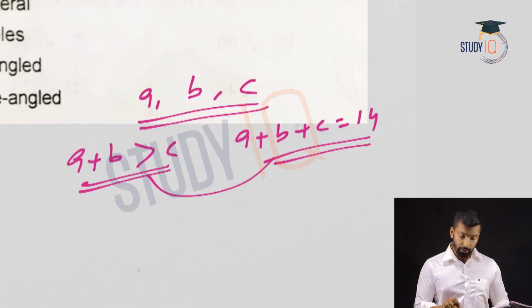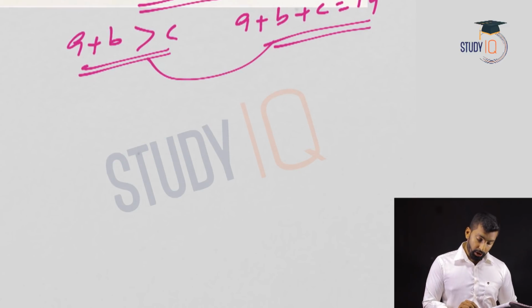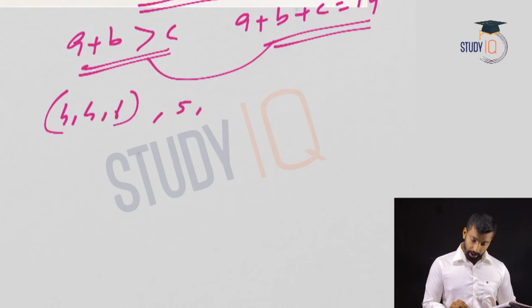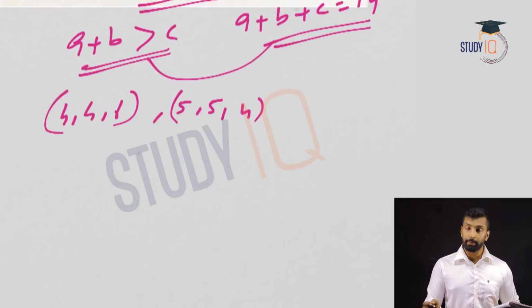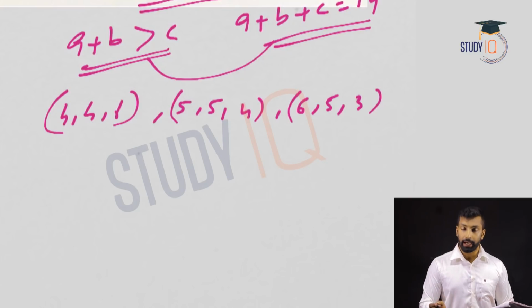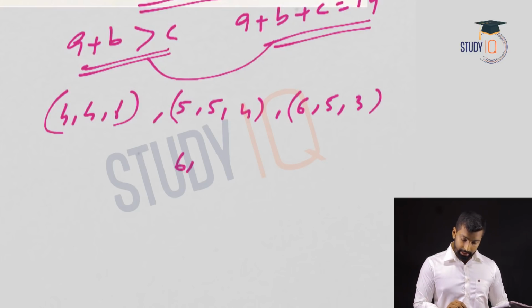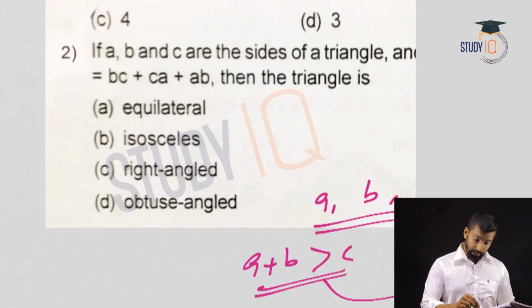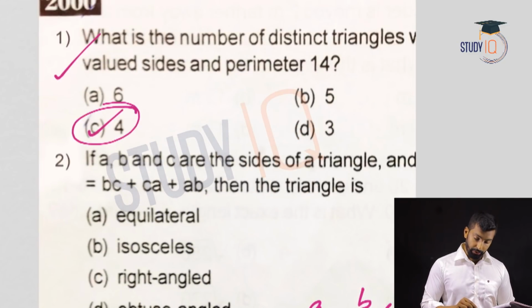Now, satisfying these two conditions, what are the possibilities? You can get a triangle with 4, 4, 6, right? Then you can find 5, 5, 4. That is another possibility. Then you can get 6, 5, 3. Correct? Okay. Then you can get 6, 6, 2. So how many are possible? 4. 4 triangles are possible. So the answer for this question is 4. I hope this is clear for you.